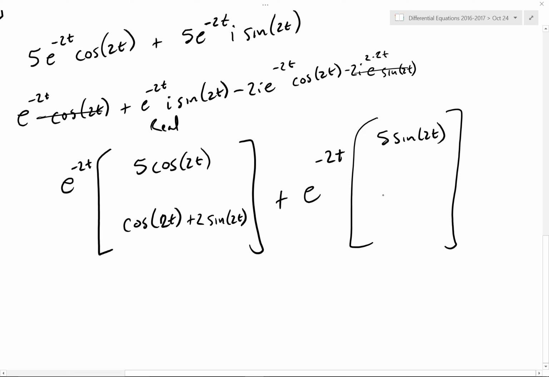And we end up with a sine of 2t and a negative 2 cosine 2t. Okay? Alright, we good? That makes sense? I think that sounds good, right?